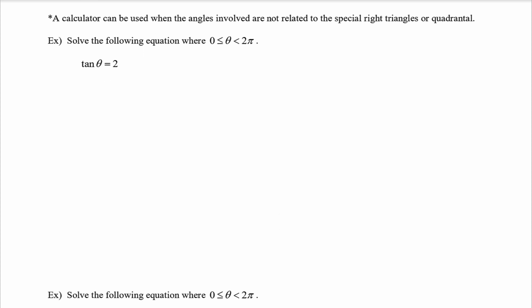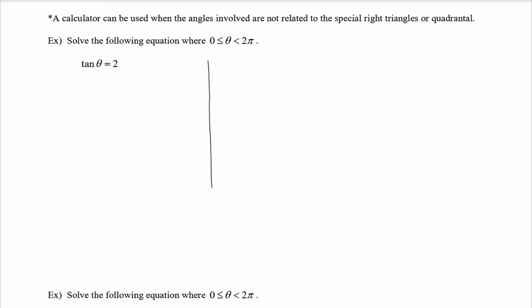Okay. What if you have a ratio that you don't know? You can't get it from the circle. Well, then we're going to use a calculator. That's how we roll. If we can't do it with the circle, we'll use a calculator. So for example, tangent theta equals 2. Well, I don't know where tangent equals 2.